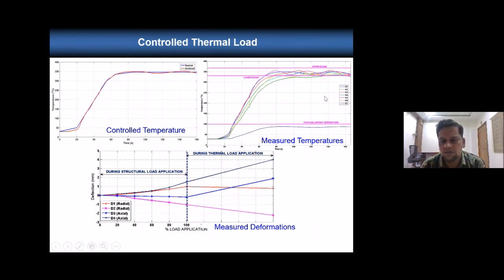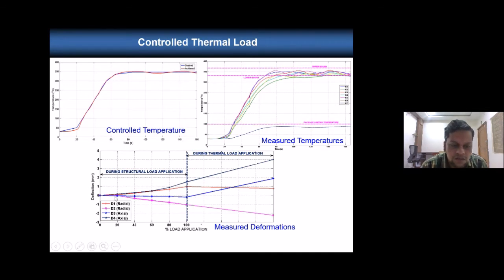So this graph shows measured temperature at various locations. Since the duration is very high, almost 160 seconds, it's fairly easy to control the temperature. If the duration is very short, it's very difficult to follow the temperature profile. So in those short durations, we will go with the flux control maximum.